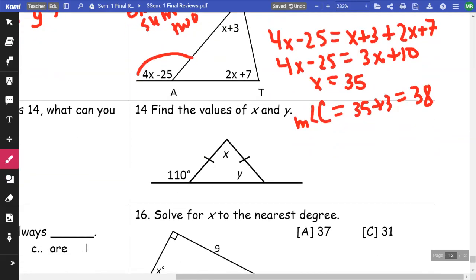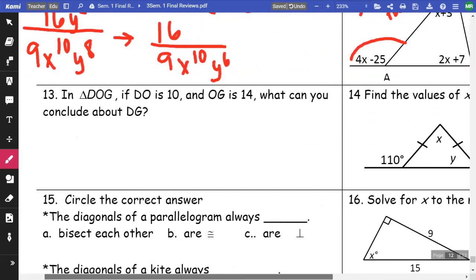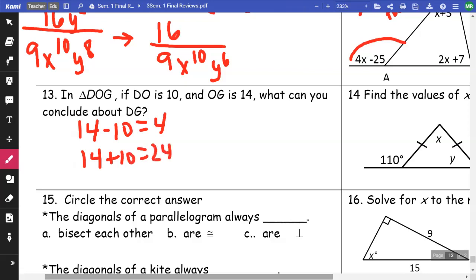On number 13, we know DO is 10, OG is 14 in a triangle, and we want to know what has to be true about DG, the third side. So I'm going to subtract these and get a 4. I'm going to add these and get a 24. So I know that the measure of DG has to be between 4 and 24.